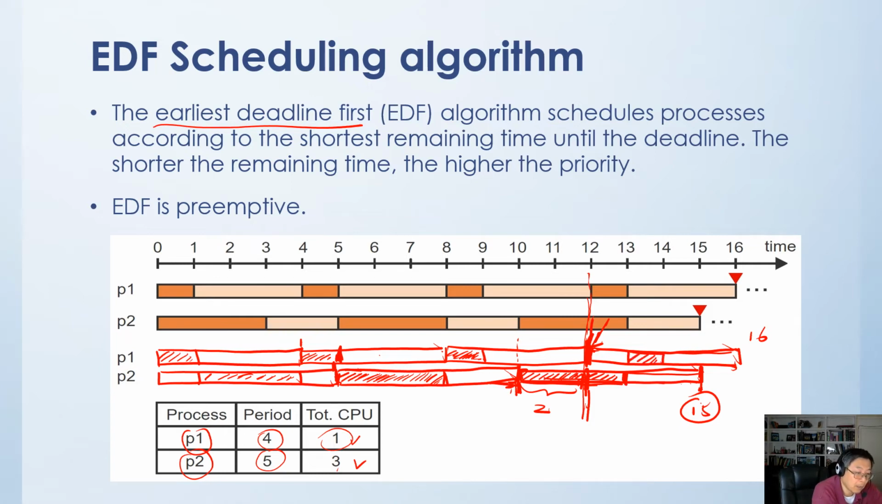Okay. Now you don't see much difference at the beginning, but after time 12, you see that EDF continues to grant P2 the CPU, and then after P2 finishes, P1 starts its period. Now both are eventually going to run happily because everyone completes the computations before the deadline. That's the most important thing for real-time processes, right?